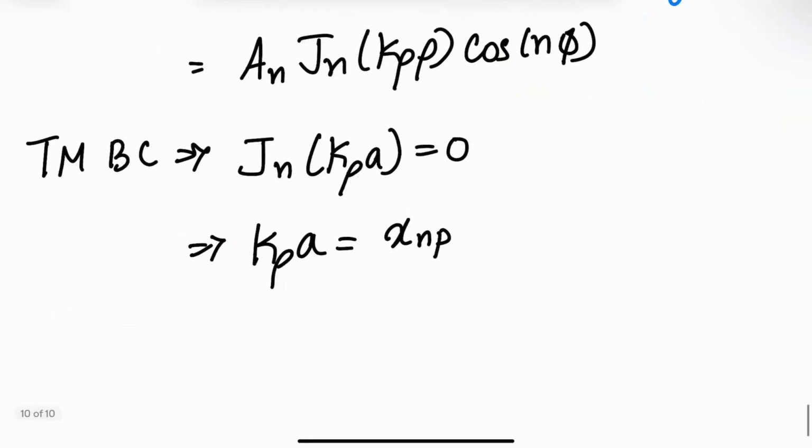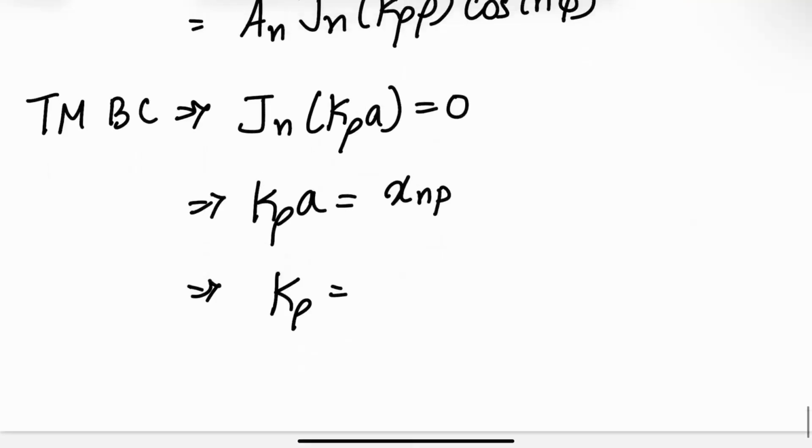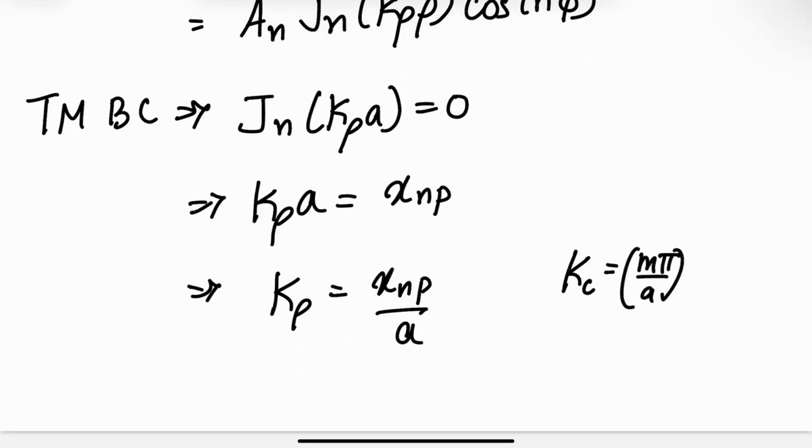Which are x and p, which we defined earlier. This implies that k rho, the unknown radial propagation constant, or radial wave number, is nothing but k_xnp over a. And this is very similar to what we did in rectangular waveguides. In rectangular waveguides, we saw that kc was the square root of (m pi over a) squared plus (n pi over b) squared.